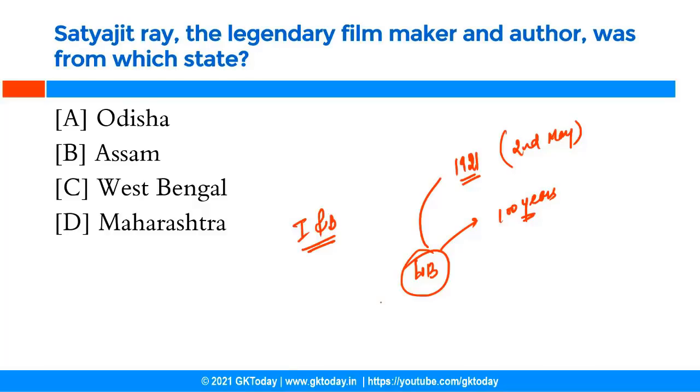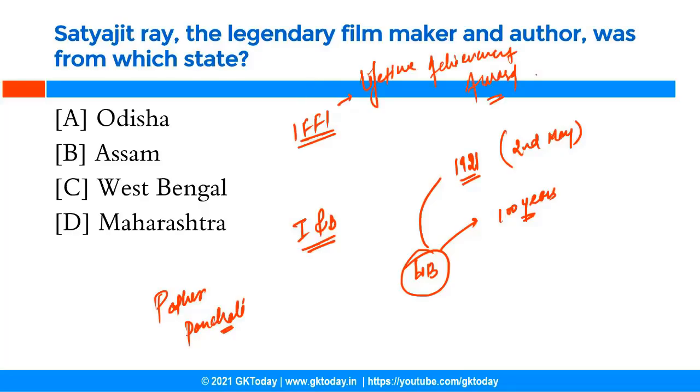Please note that he was legendary filmmaker and his first film was Pather Panchali. Apart from that, on the occasion of 100 years of his birth, IFFI, that is International Film Festival of India, announced a Lifetime Achievement Award in the field of cinema, and this award is named after Satyajit Ray. So this new award has been started on the occasion of 100 years of his birth anniversary, and now this will be given every year. This will be given for the excellence in the field of cinema.